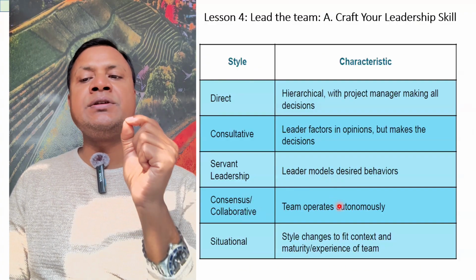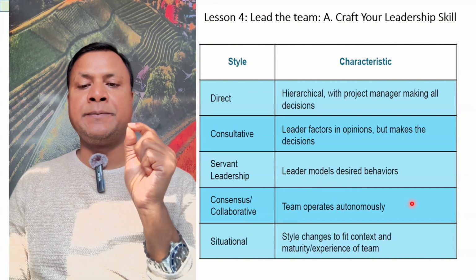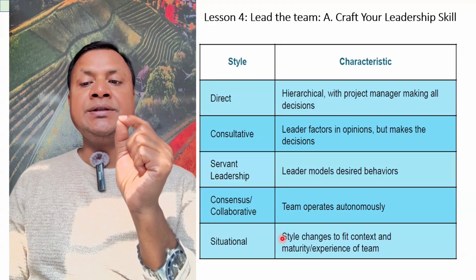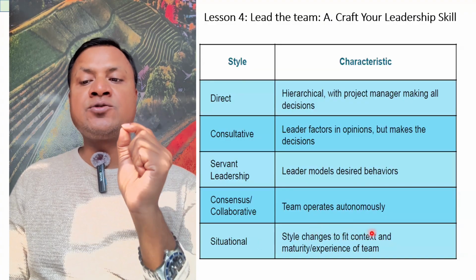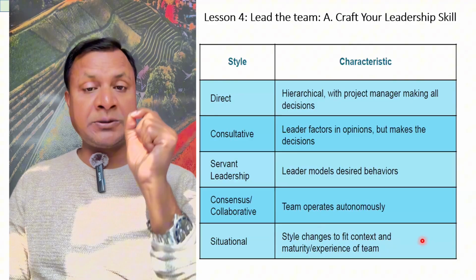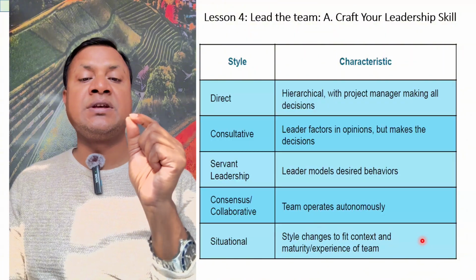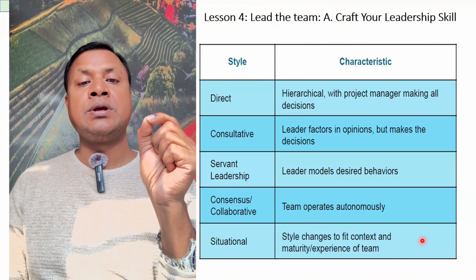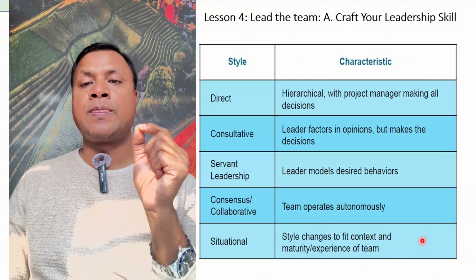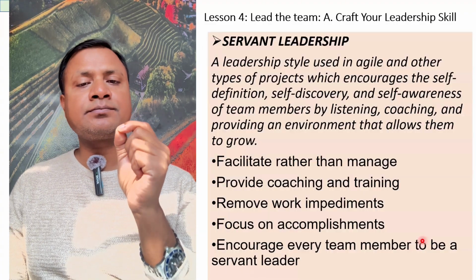This one is where the team operates autonomously. Each team operates autonomously and separately. And the situational style changes to fit the context and the maturity and experience of the team. If the team is experienced and matured, they can shape themselves according to the situation in any issue. So these are the 5 styles of leadership with their characteristics.